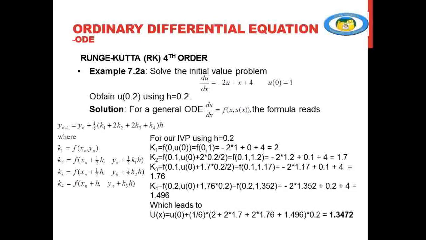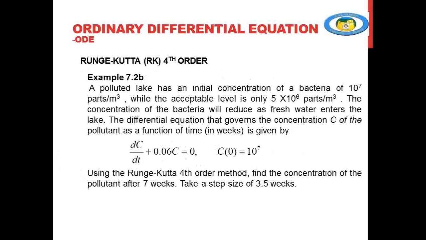Now another problem. A polluted lake has an initial concentration of bacteria of 10 to the power of 7 parts per meter cube, while the acceptable level is only 5 million parts per meter cube. The concentration of the bacteria will reduce as fresh water enters the lake. Obviously, it will dilute the bacteria.